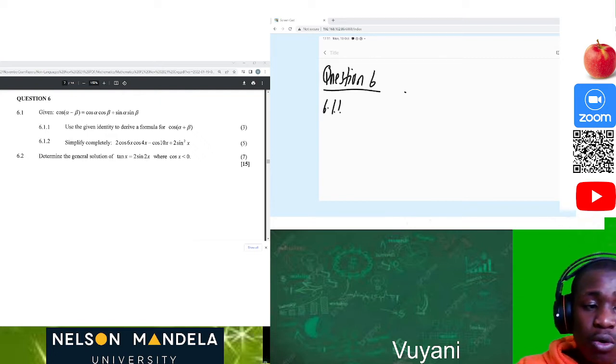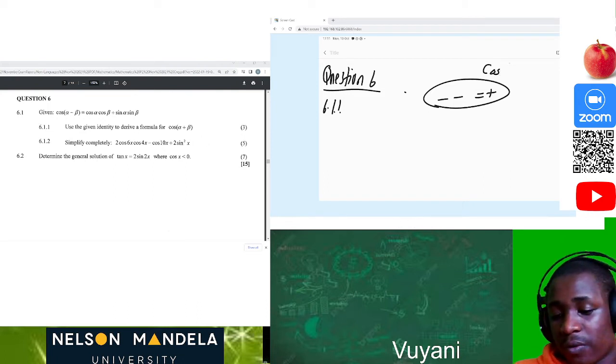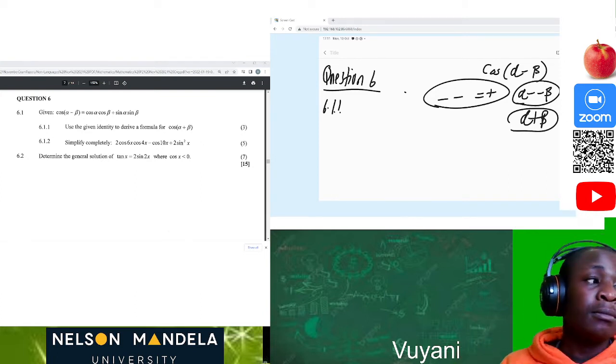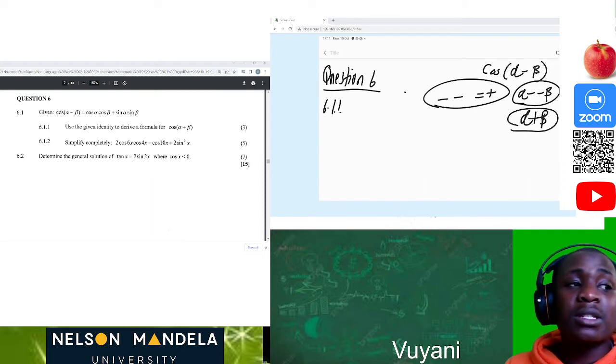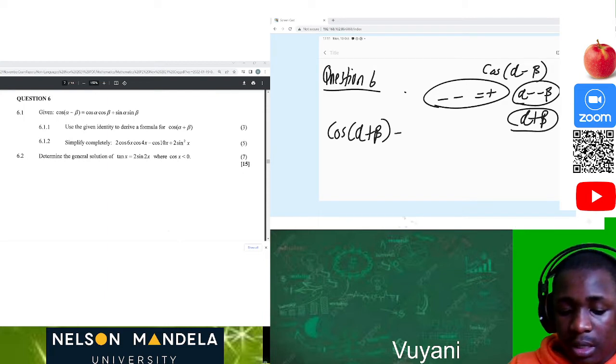6.1.1. So what do we know? We know that negative and negative is equal to positive. So since we are given cos of alpha minus beta, we know that alpha minus negative beta is the same as alpha plus beta. So we want to apply that so that we can get what we want. Now let's go for this. So we say that cos of alpha plus beta is the same as cos of alpha minus negative beta.